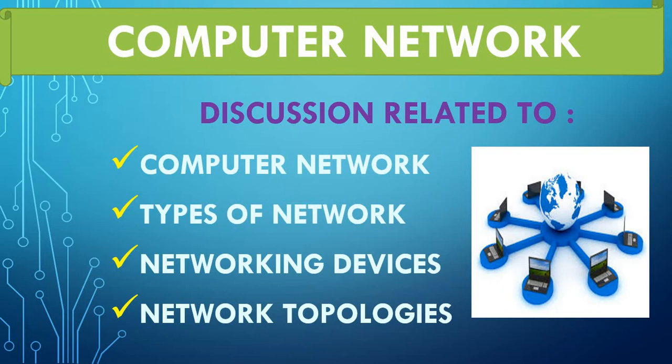Now we will discuss computer networks, their types, and which networking devices and topologies are used to form a network. So basically a computer network is a collection of computers which are connected to each other by wired media or wireless media. Wired media means cables like coaxial cable, twisted pair cables, optical fiber. Wireless media includes radio waves, microwaves, satellite and so on, so that they can share data and resources.